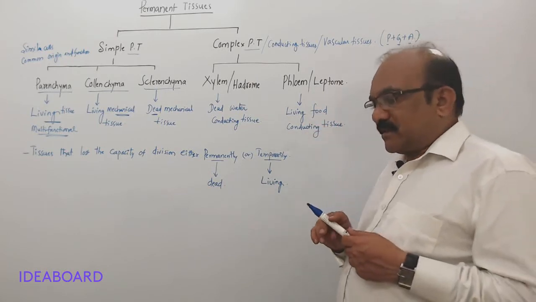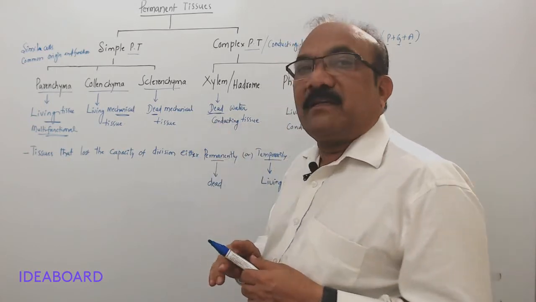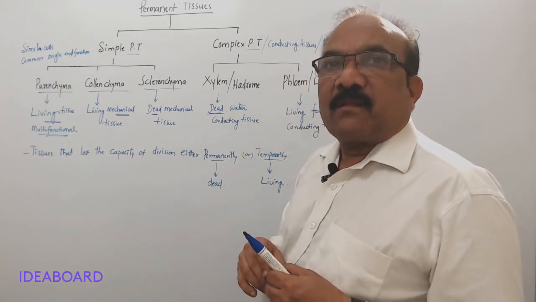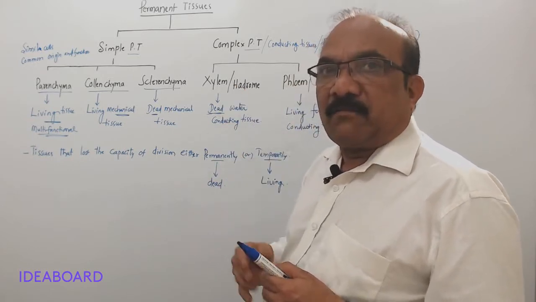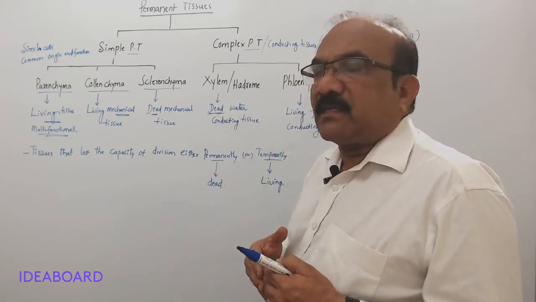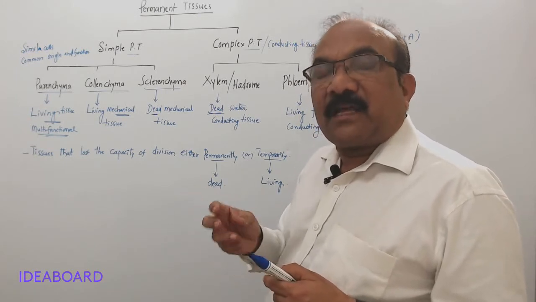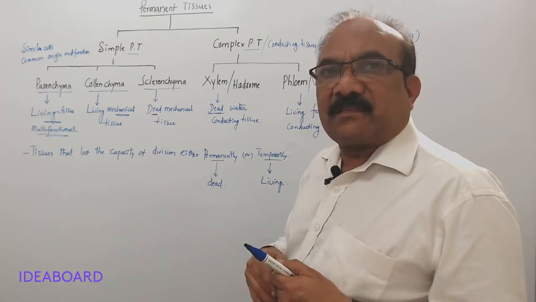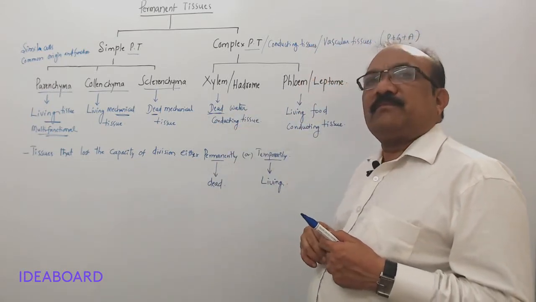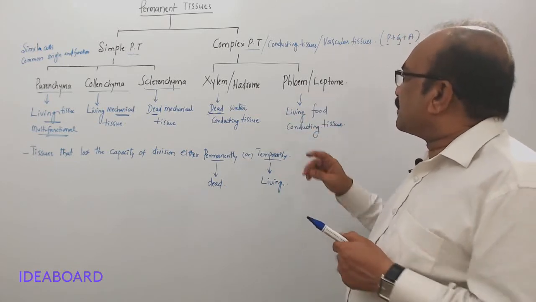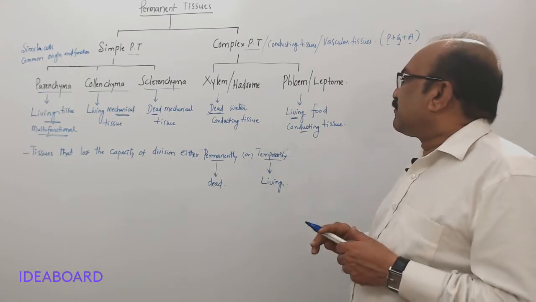One more difference is that the xylem is composed of mainly dead cells, so the majority of the cells that make up the xylem are dead. Of course, I am not saying that there are no living cells in the xylem. There are living cells present in the xylem, but they are few in comparison with the dead cells. That's why it can be considered a dead water conducting tissue. And the phloem is a living food conducting tissue.